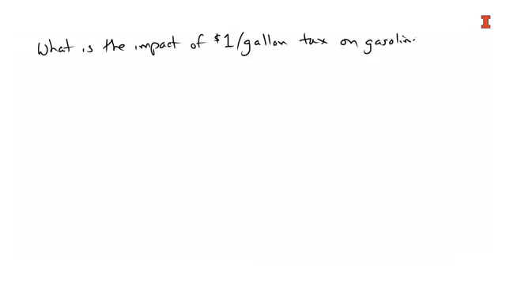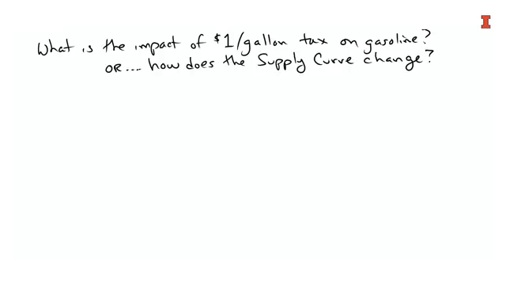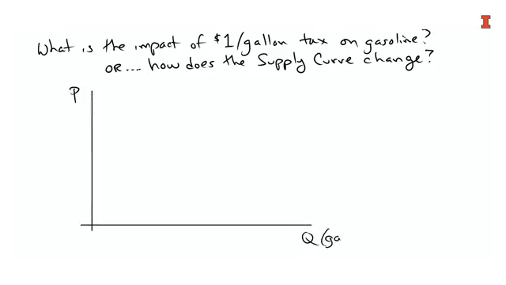So the question we have to ask is, what does the excise tax do to this picture? In order to think that through, we're going to take a step back and think closer about the supply curve. So let's ask the question, what is the impact of a $1 a gallon tax on gasoline, or how does the supply curve change? Because an excise tax is basically telling the firm it's going to cost you more money to produce that product.